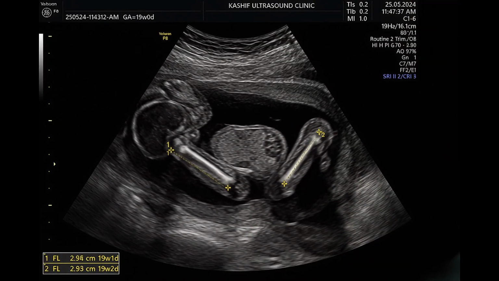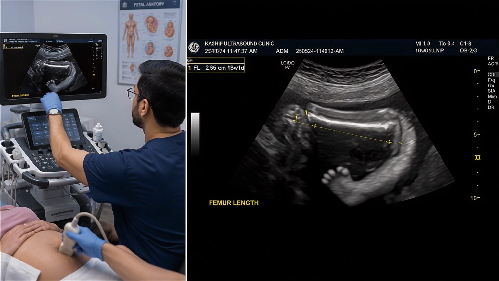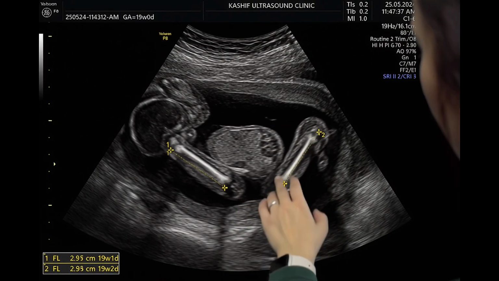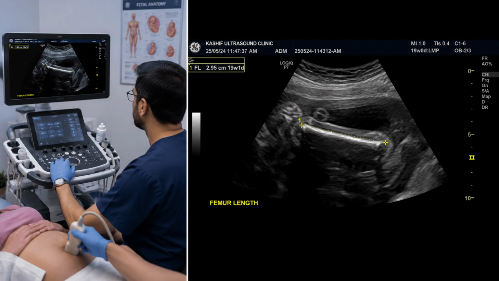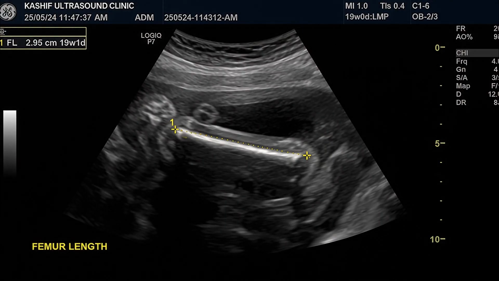A short femur can be associated with increased risk of conditions such as Down syndrome when accompanied by other ultrasound findings or screening results. An isolated short femur, however, is often due to normal variation and should be interpreted in the full clinical context. Long femur may be seen in large fetus, tall parents. Normal variation, usually not clinically significant.